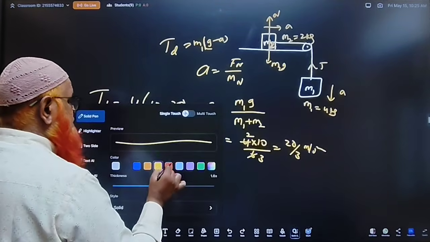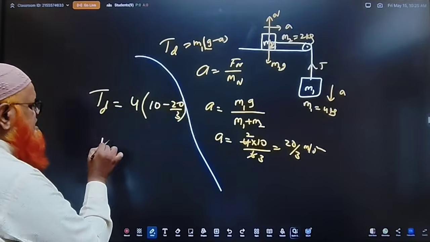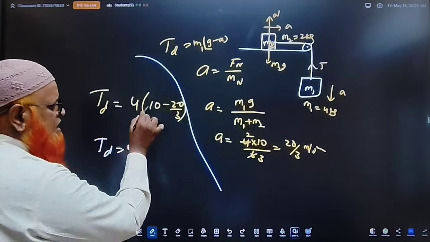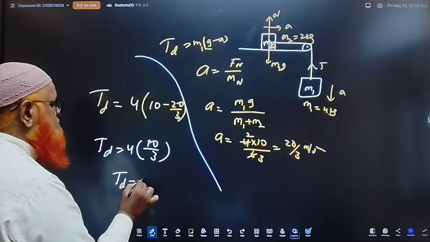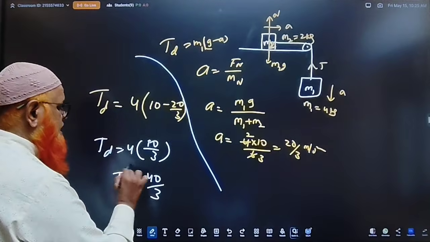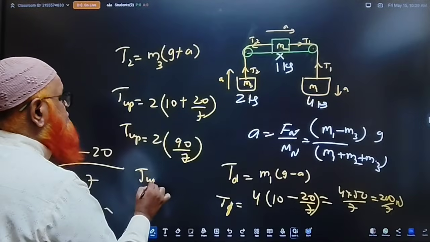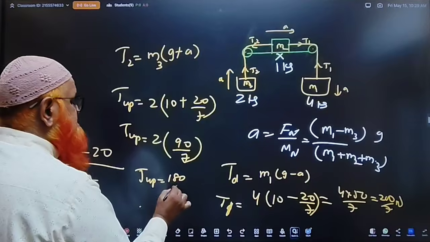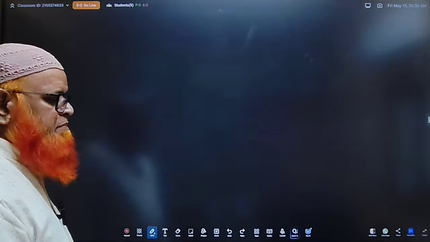So what's going to be your answer now? See here, the simple thing is tension down is 4 into (30 minus 20 by 3), which is 10 by 3. So your tension is nothing but 40 by 3. You don't need to bother about the tension upwards. That is the problem we are facing in this chapter.